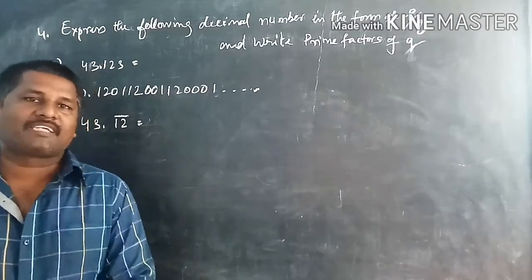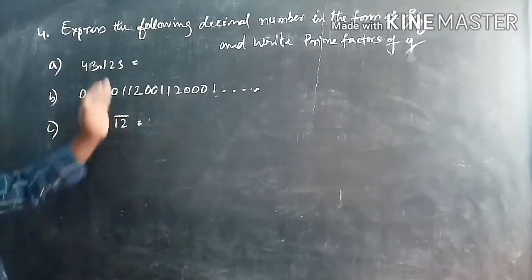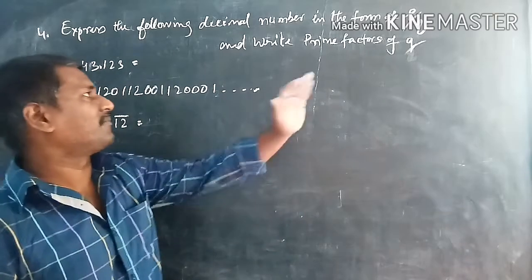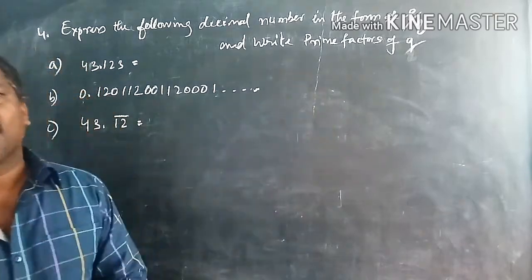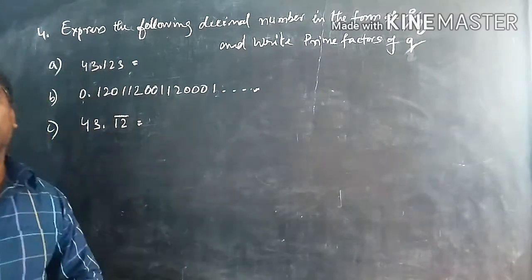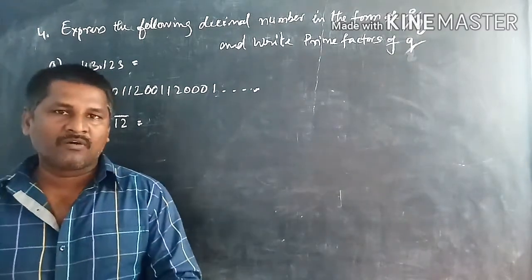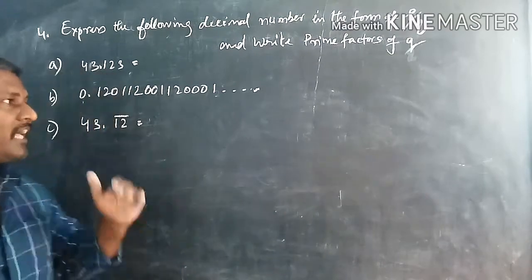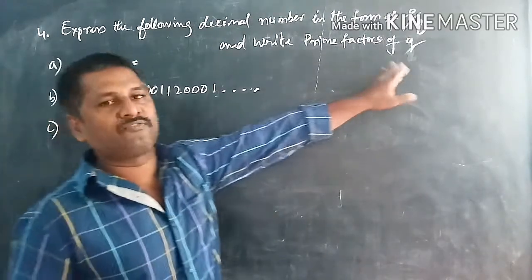Now the last bit of exercise 1.3: express the following decimal numbers in the form of p by q and write the prime factorization of q, then see what you observe. So you have to convert all the given decimal numbers into the form of p by q, I mean rational number, I mean fraction. Then you have to find the prime factors of q.